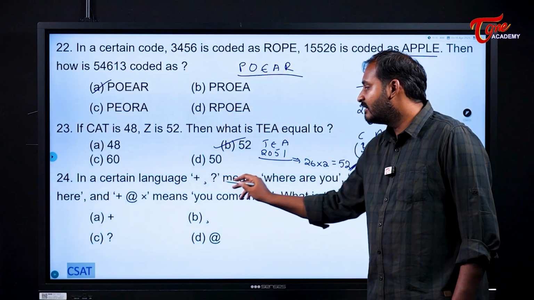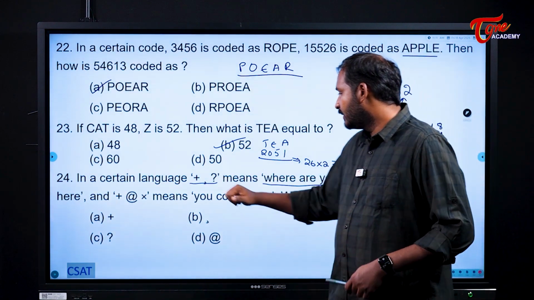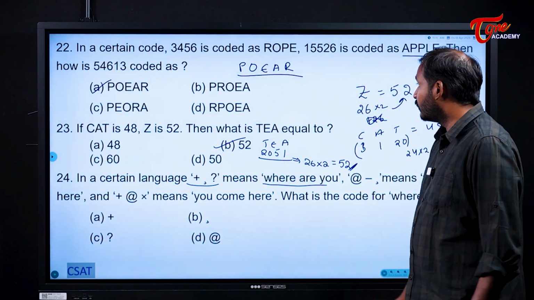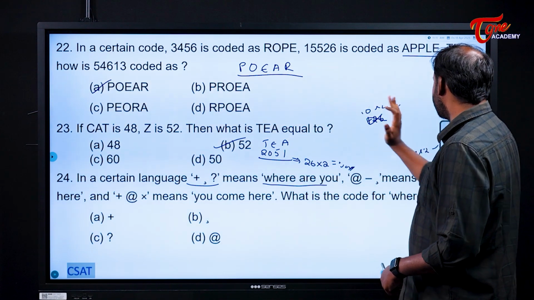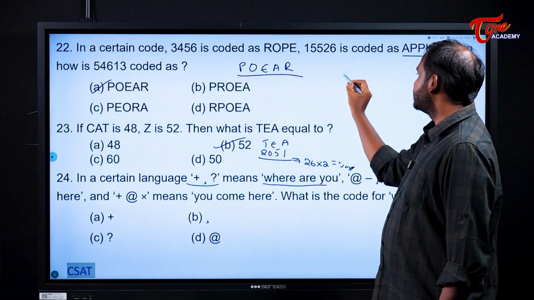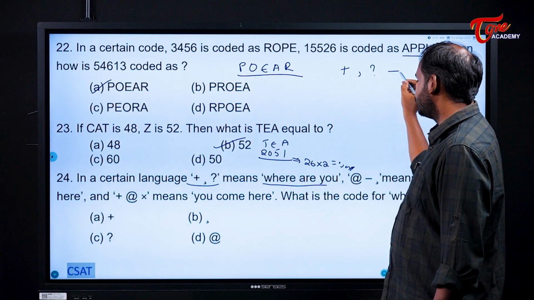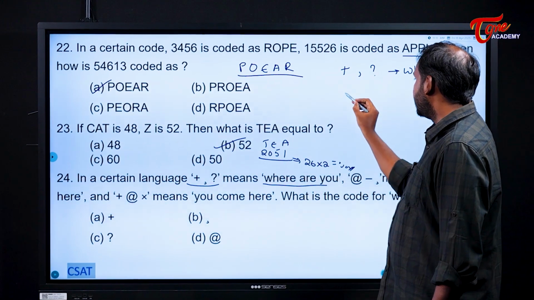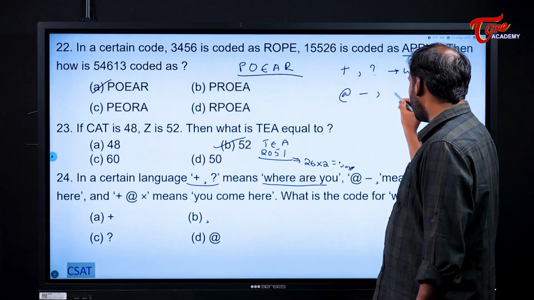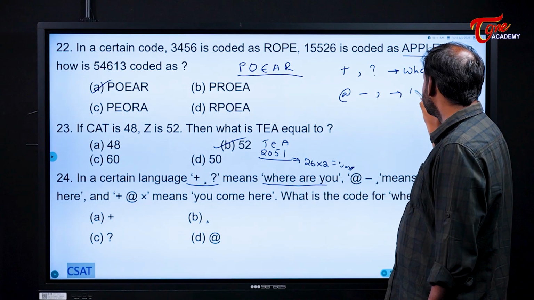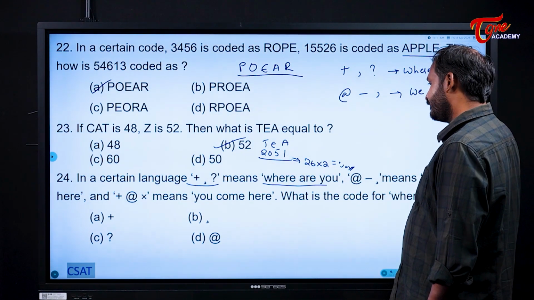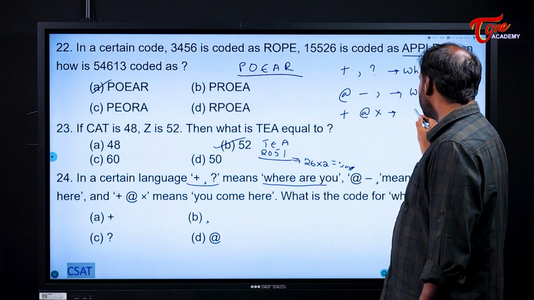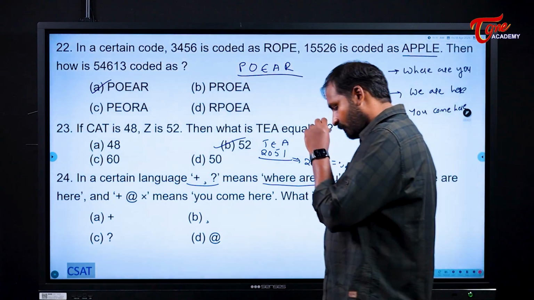Okay, this is a word to word coding. This is actually plus comma and question mark. For your better understanding, we will write it in this manner. Plus comma and question mark means where are you. Next, at the rate minus and comma means we are here. Next, plus at the rate into means you come here. What is the code for where?